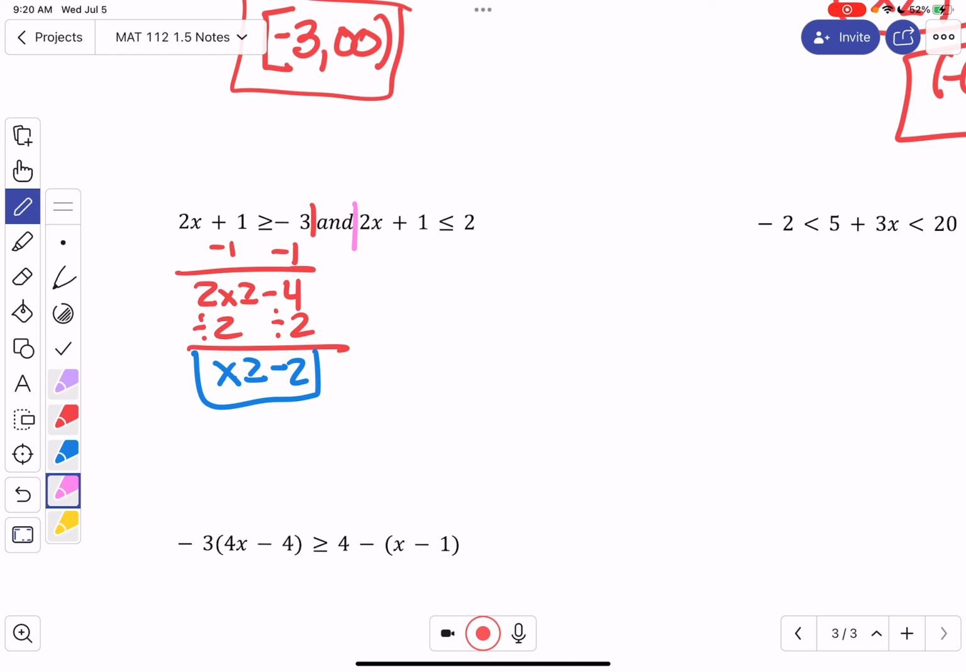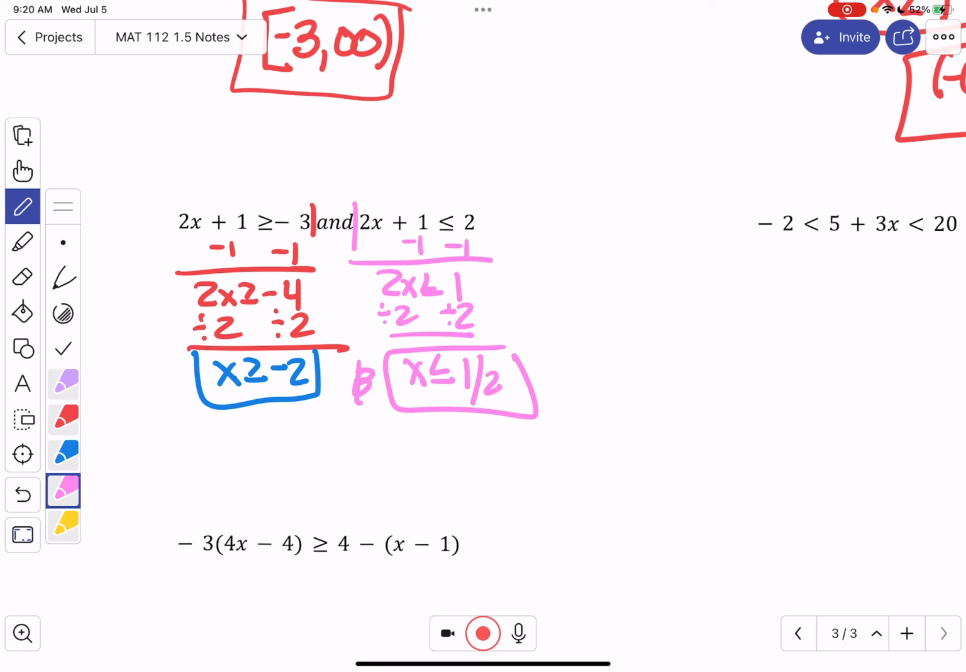Now let's do the same thing for this one. Subtract 1 from both sides. Divide by 2. We get x is less than or equal to 1/2. So those are our answers. x is greater than negative 2 and less than or equal to 1/2. That is a true statement. If it asks for interval notation, we say we're going from negative 2 to 1/2. Again, I'll give you more details on that. I'm just putting it out there so you get used to seeing it.